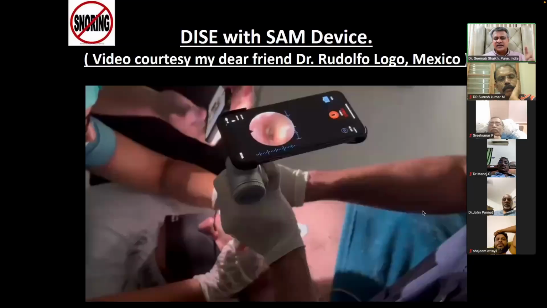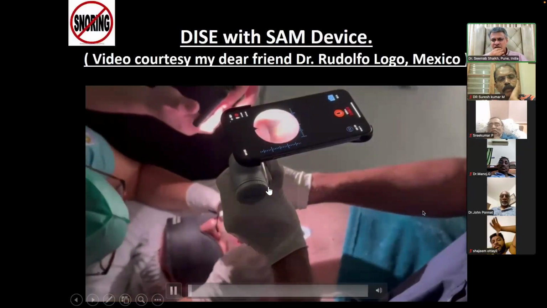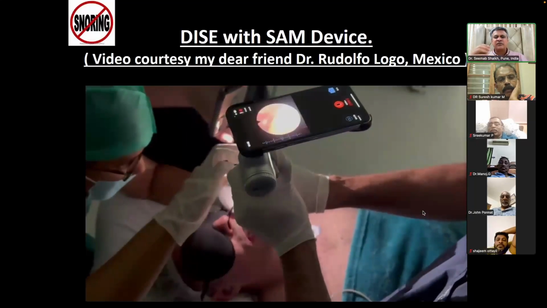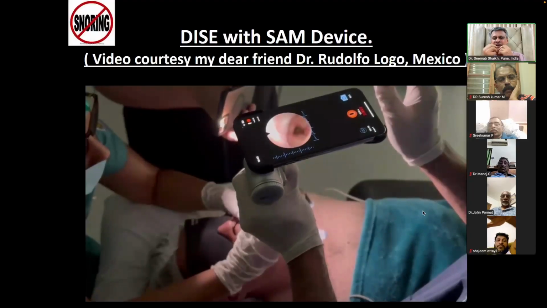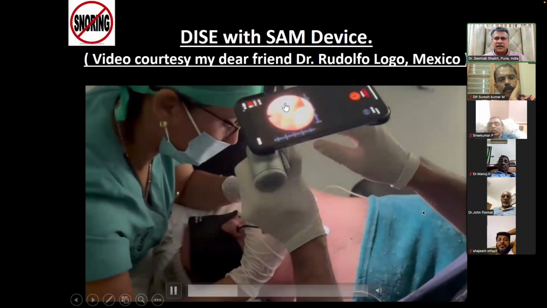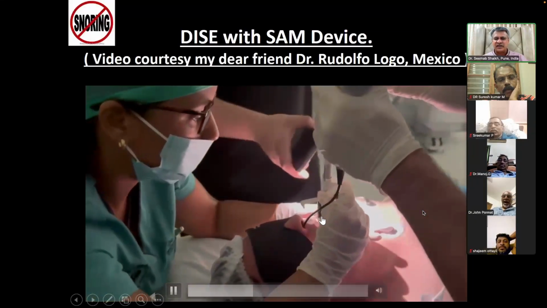The other thing that has now come out with DISE is a SAM device. This is my friend Rodolfo Lugo from Mexico. Now, this is a device whereby they put in and measure the expansion of the mandible or the forward pull of the mandible with the device. I'll show it to you. And on the screen, they see how much is the pull forward of the tongue base.